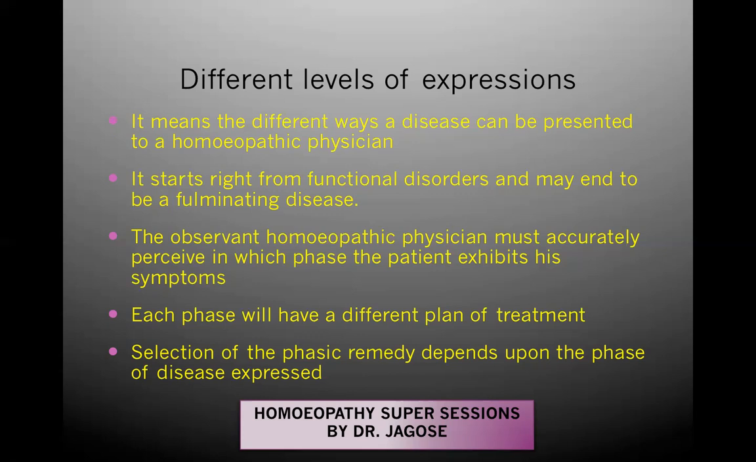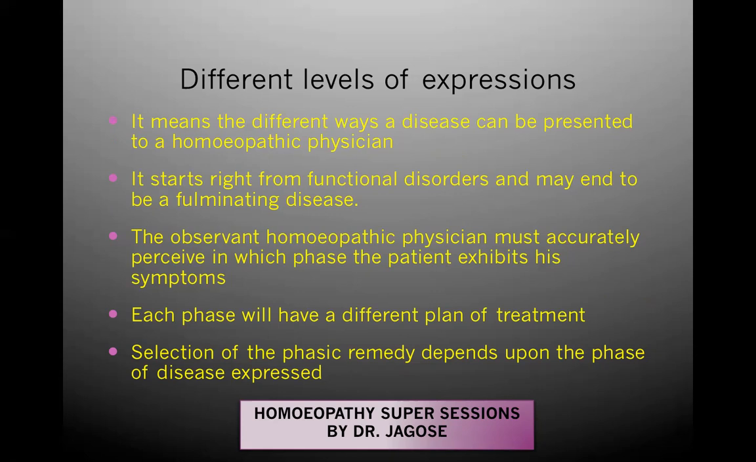For example, a sudden myocardial infarction or sudden chest pain, the patient clasps the chest with his hands and he collapses, and before you can do anything or reach the patient's house, the patient is already dead. This is an acute fulminating disease. It is a medical emergency. The observant homeopathic physician must accurately perceive in which phase the patient exhibits his symptoms. So this is also very important, that you have to identify the phase of the disease.